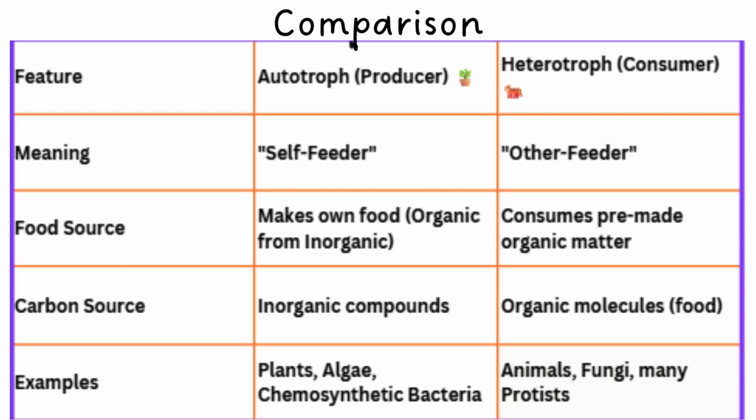Also, remember, we have two types of autotrophs. We have photoautotrophs that use light and chemoautotrophs that use chemicals. And then we have Holozoic heterotrophs, we have saprophytic heterotrophs, and we have parasitic heterotrophs.